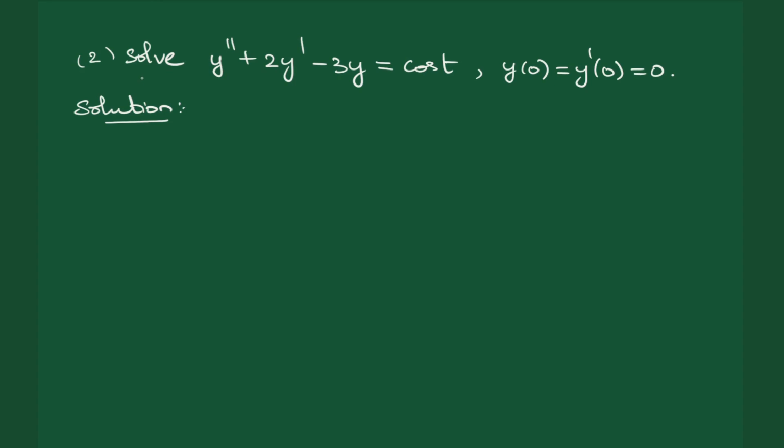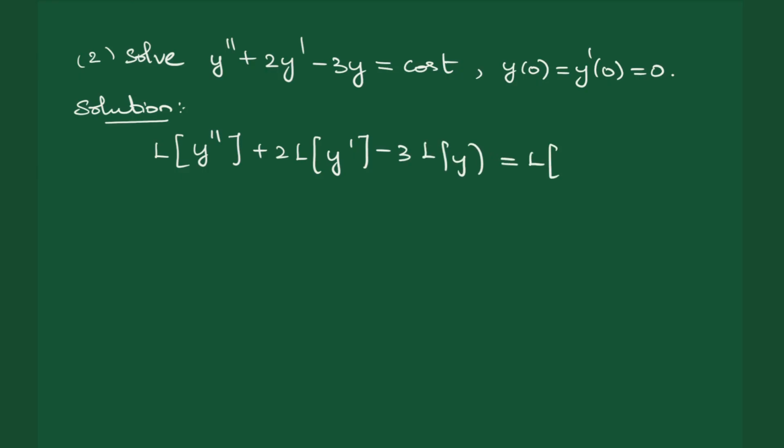Now let us see the second question. Solve y double dash plus 2 into y dash minus 3y is equal to cos t with the given condition y of 0 equal to y dash of 0 is equal to 0. That is, both the terms are 0 here. So as usual, the first step is we have to take Laplace transform on both the sides so that we can directly use the linearity property and we can split it directly. So we can write like this: L of the left side is equal to L of cos t, right?